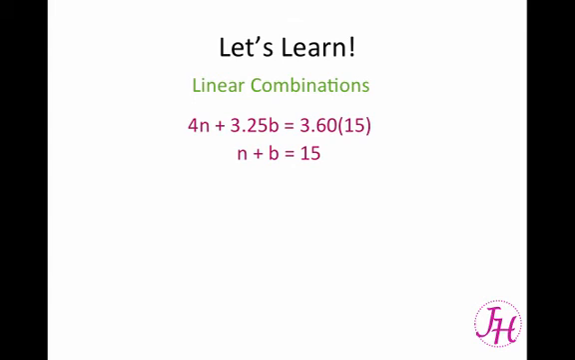You take your two equations and you line them up vertically. Then, in linear combinations, you want to get one of your variables to cancel out. So you can either multiply this equation by -4 to get your n's to cancel out, because 4n and -4n would give you 0, or you can multiply by -3.25 to get the b's to cancel out. So we're going to go ahead and multiply by -4 so that our n's will cancel out, because it's easier to multiply with a whole number than it is with a fraction or a decimal.